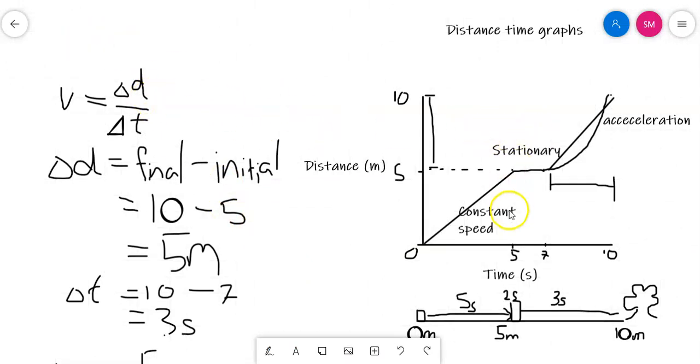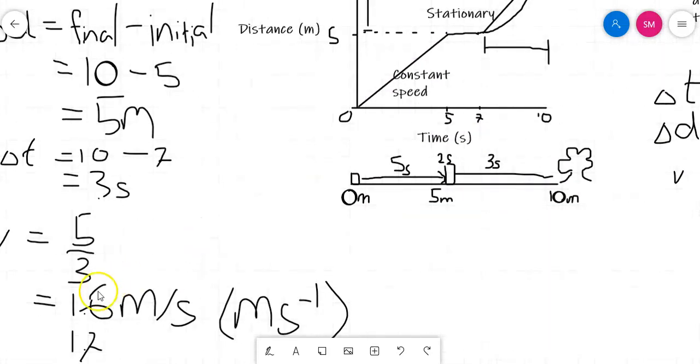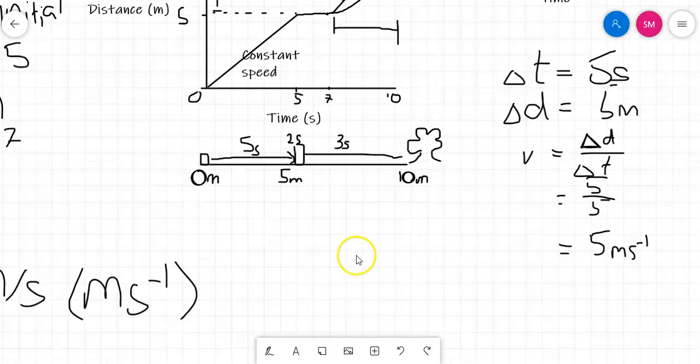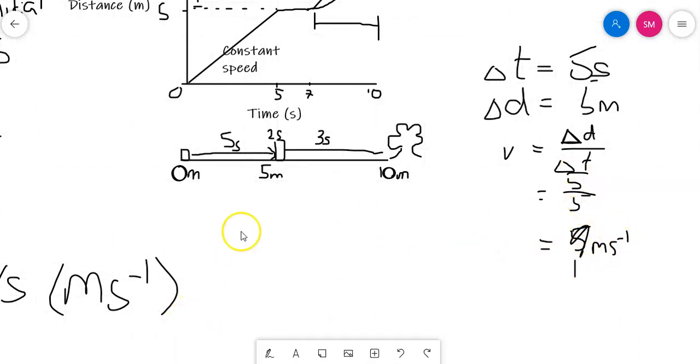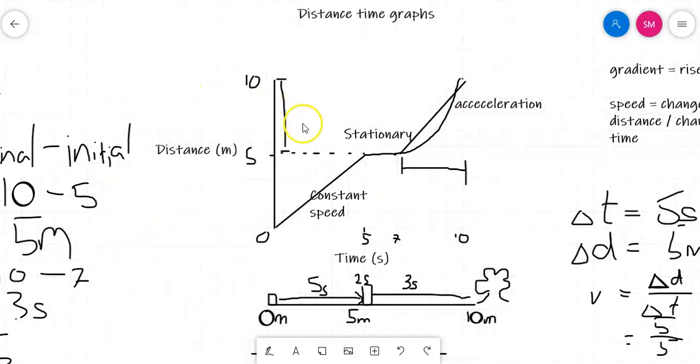So we've looked at how to describe distance time graphs using words, and then we've also looked at how to calculate the speed by finding the change in distance over the change in time. We can see here that this one, 1.7 meters per second, is a greater value than 1 meter per second, since 5 divided by 5 is 1. And that makes sense because it's the steepness of the line that tells us how fast an object is traveling. This line is steeper than that line, so the object must be traveling faster during this section of the graph.